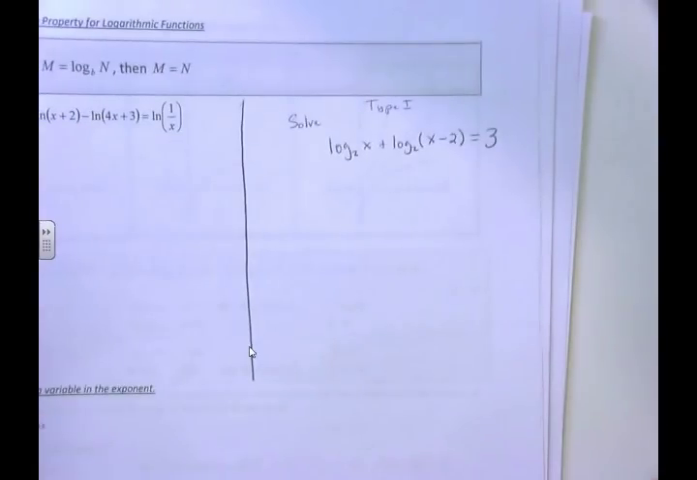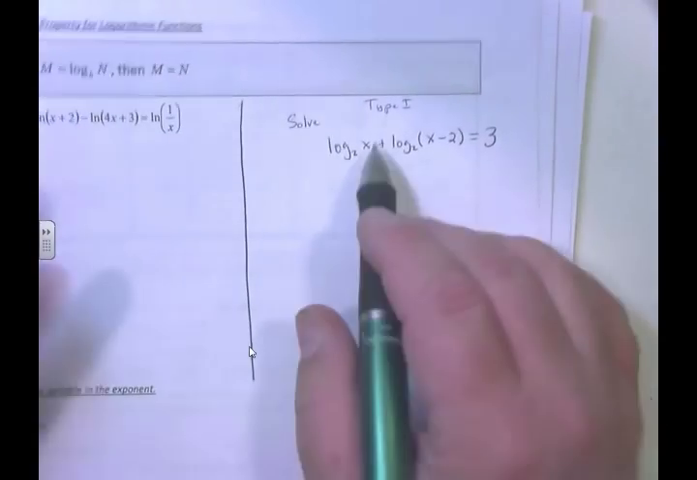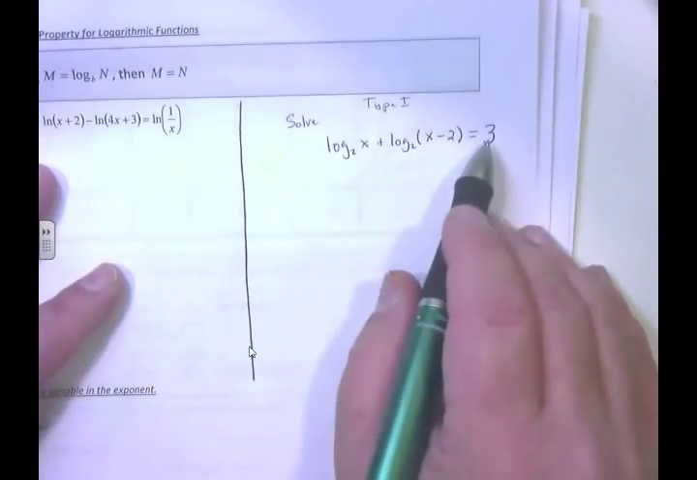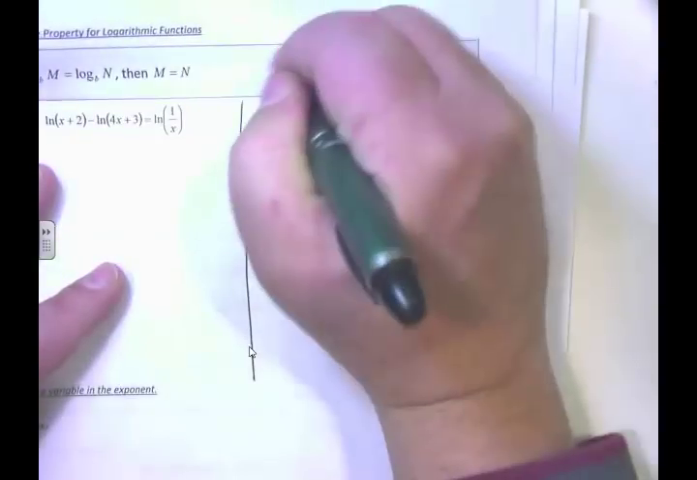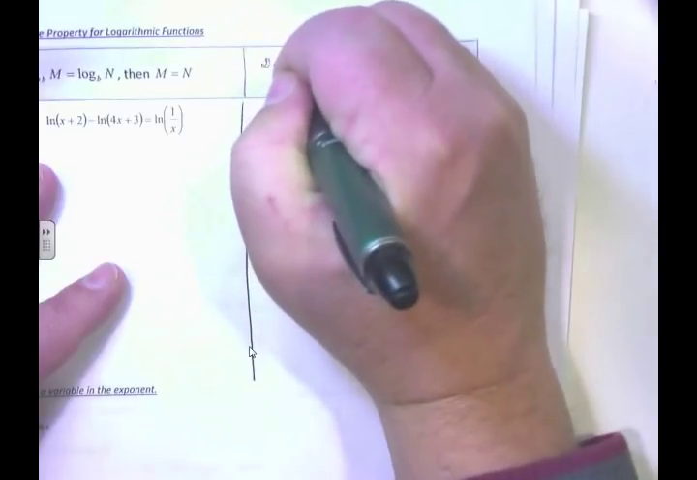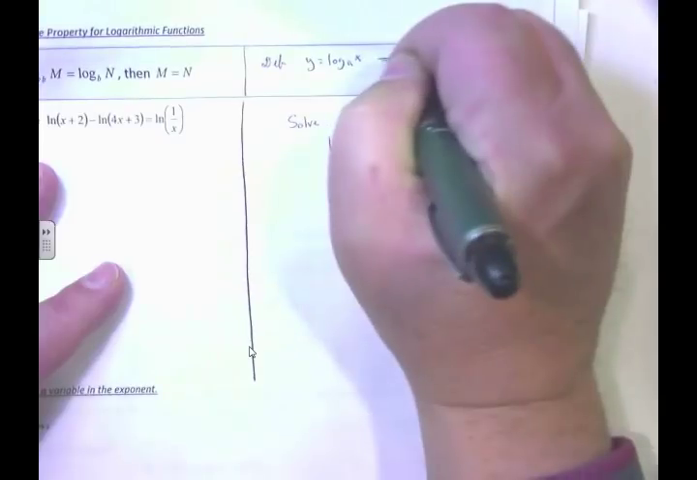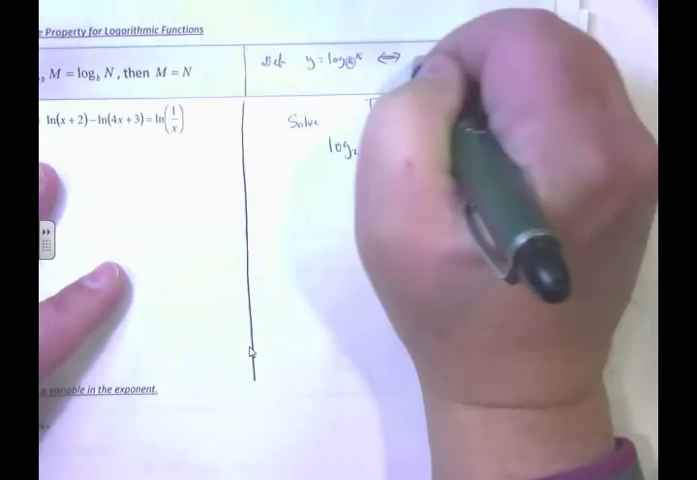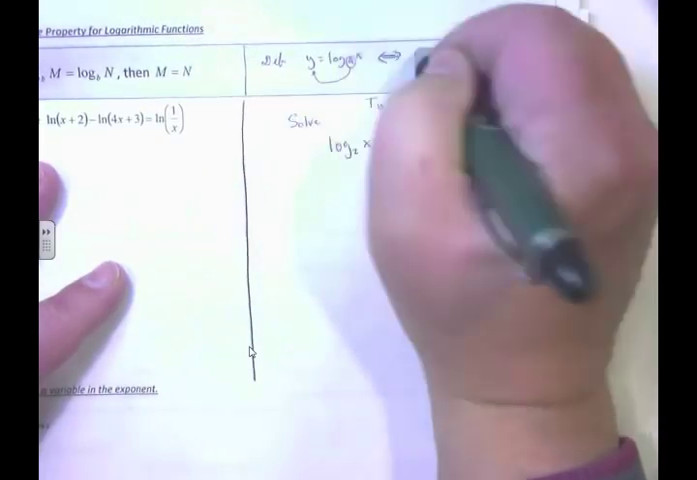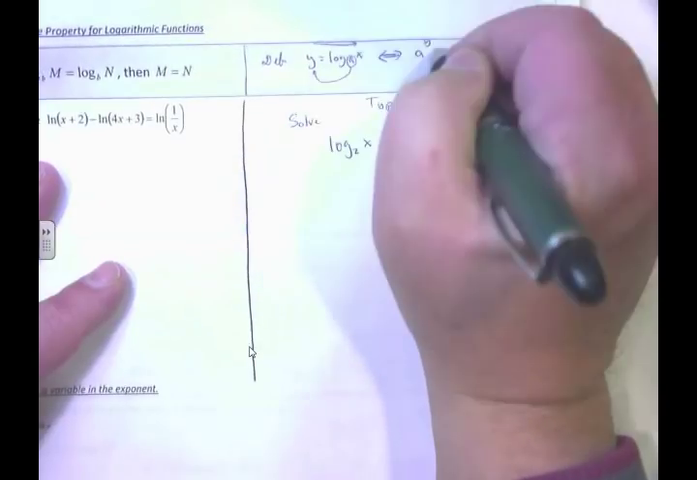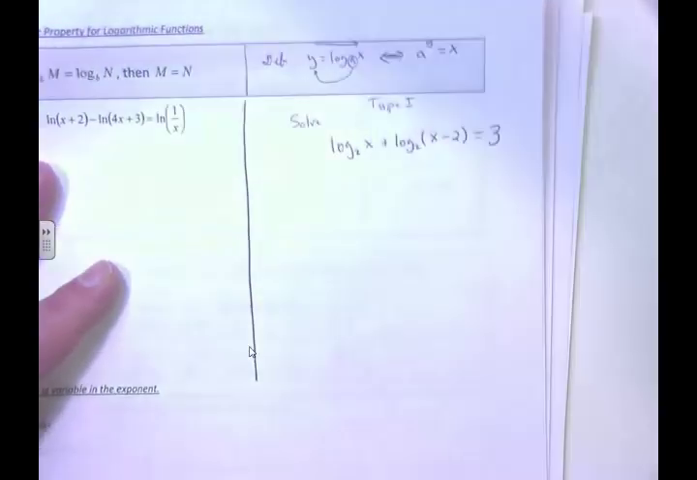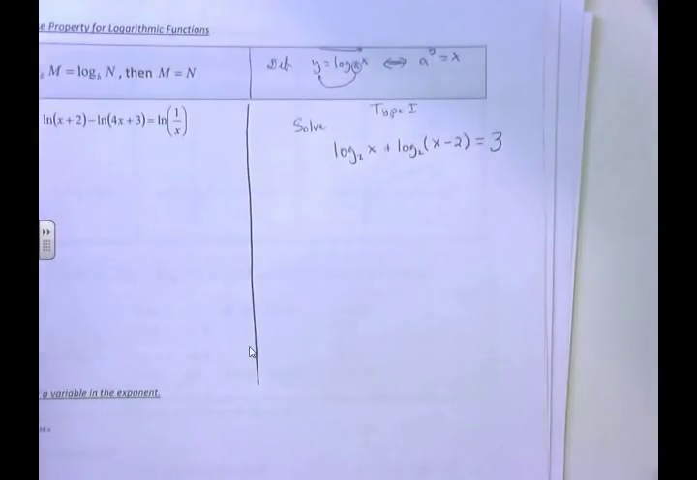So let's take a look at type 1 log equations. Anytime you've got the logs on one side equal to a number, you want to use this. It's called the definition of logs. If I have y equals the log base a of x, this is equivalent to what? A raised to the y equals what you're taking a log of, x. It was that smiley face definition that I talked about last time in terms of manipulating logs.